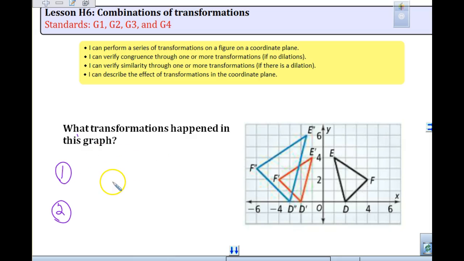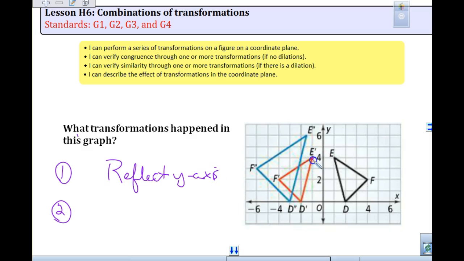All right, quiet please. Listen. Talking with your shoulder partner. Ellen and Micah, what do you guys have? First step: reflect over the y-axis. Okay?